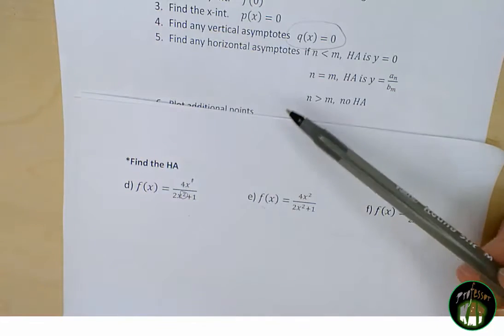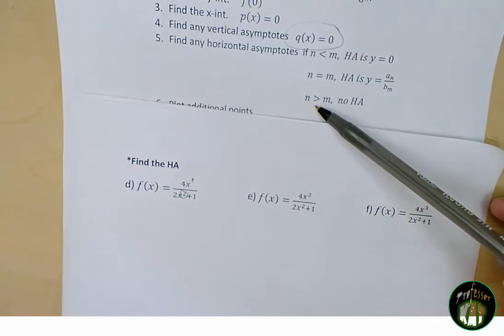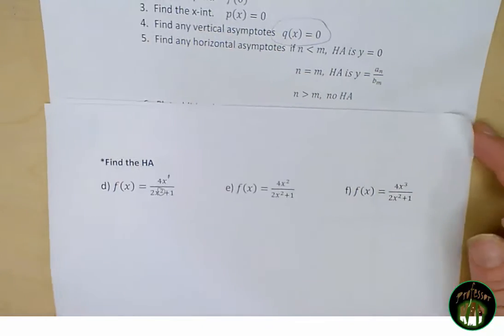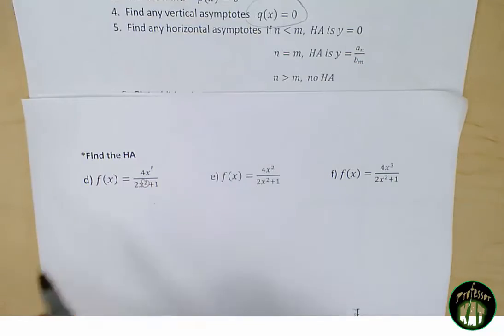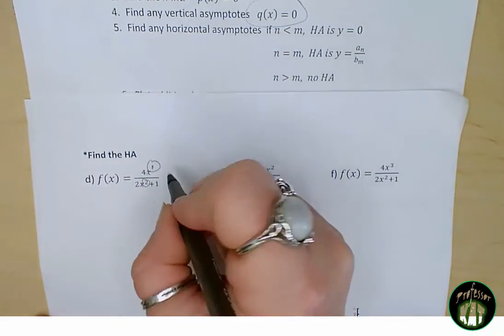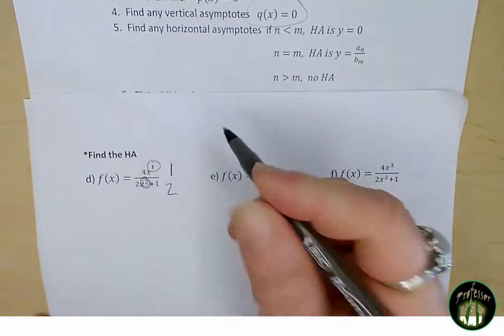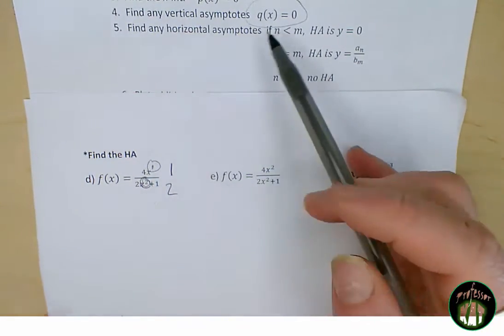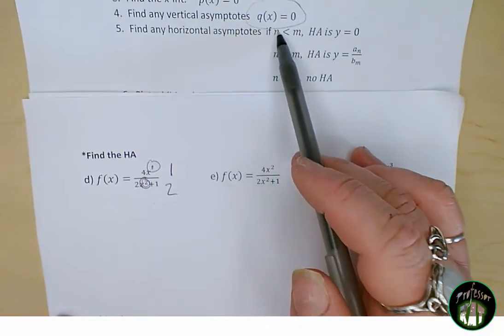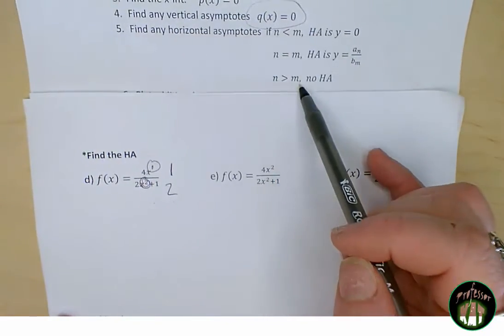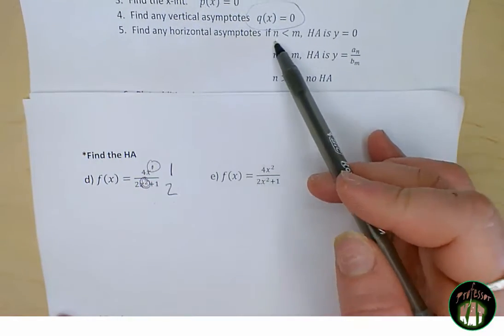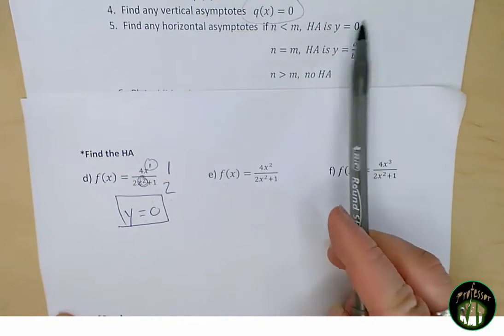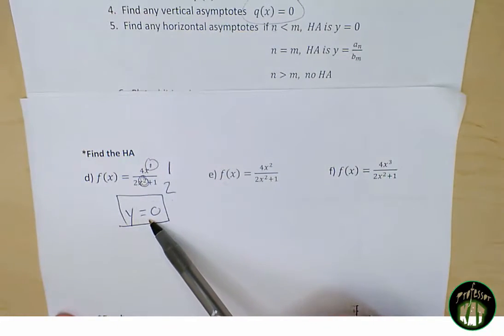And the third one says when the numerator degree is greater than the denominator, there is no horizontal asymptote. So let's go ahead and just talk about this here. With D, we said the degree of the numerator is a 1, the degree of the denominator is a 2, right? So the numerator is less than the denominator. That means that this is going to be our first example here where n is less than m. And according to the rules, if the numerator degree is less than the denominator degree, your horizontal asymptote is y equals 0. That's what it's going to be.